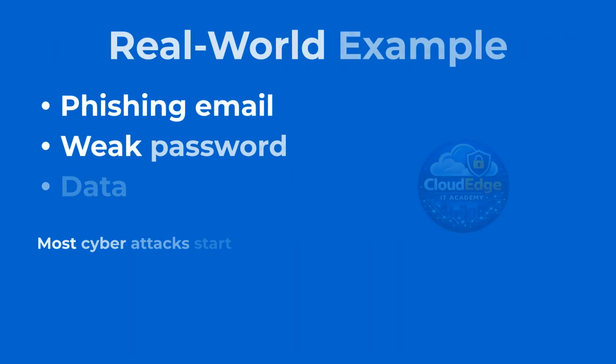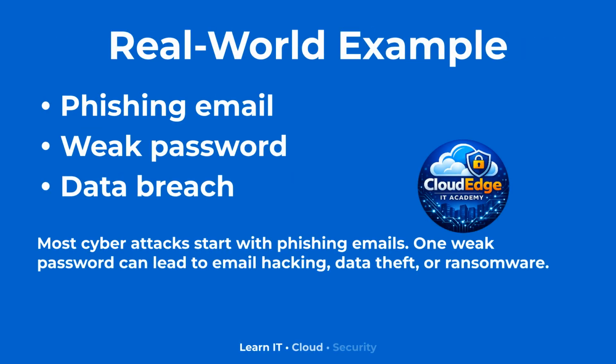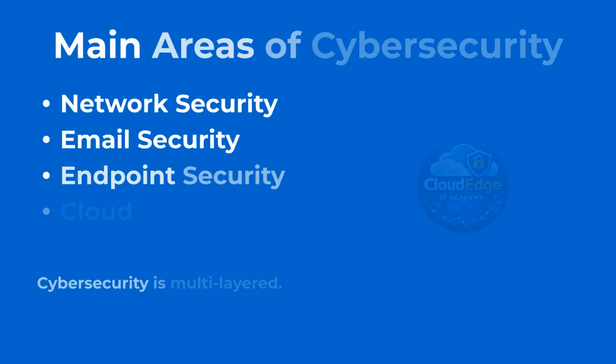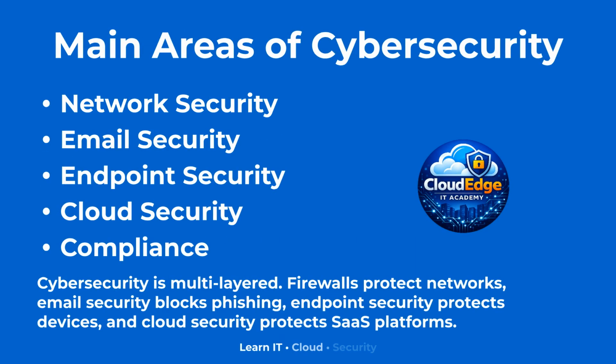A real-world example shows that most cyber attacks begin with a phishing email. A weak password can lead to email hacking, data theft, or a costly ransomware incident. The main areas of cybersecurity include network security, email security, endpoint security, cloud security, and compliance. Cybersecurity is multi-layered, protecting everything from networks with firewalls to SaaS platforms with cloud security.